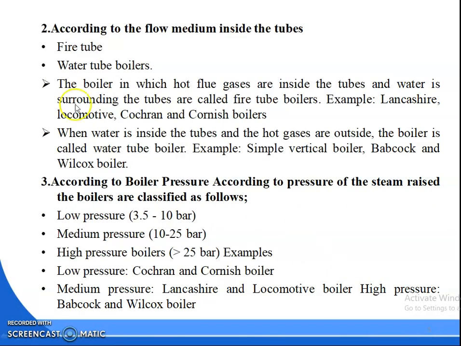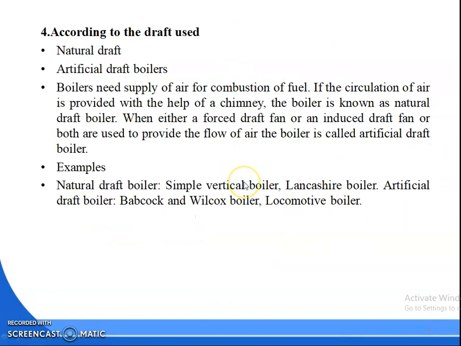Then according to the flow medium inside the tube, there are the fire tube boiler and the water tube boiler. If hot flue gases are inside the tube and water surrounds the tube, that is known as a fire tube boiler. For example, the Lancashire boiler, locomotive boiler, Cochran boiler and Cornish boiler are fire tube boilers. And if water is inside the tube and hot gases surround it, that is a water tube boiler. The simple vertical boiler and Babcock Wilcox boiler are examples of water tube boilers.